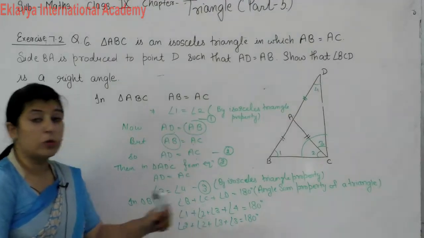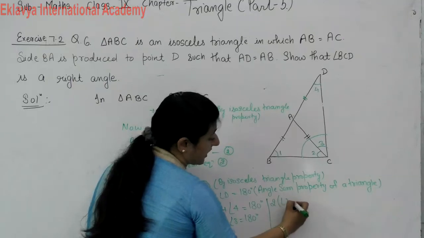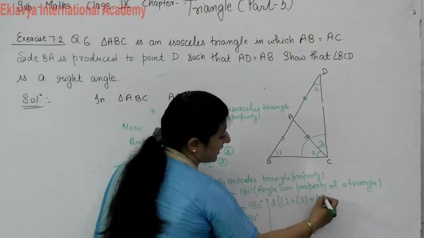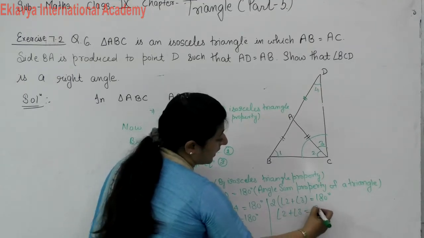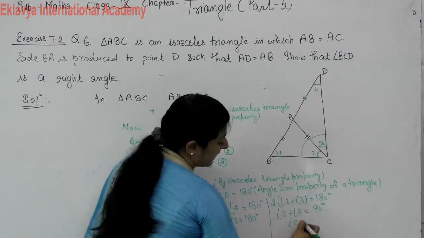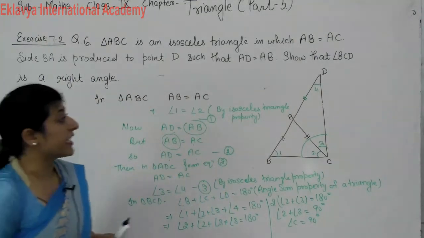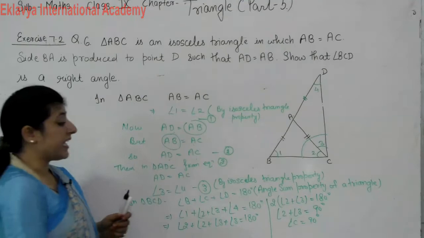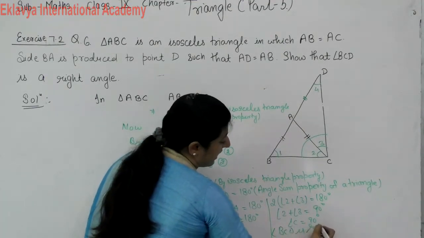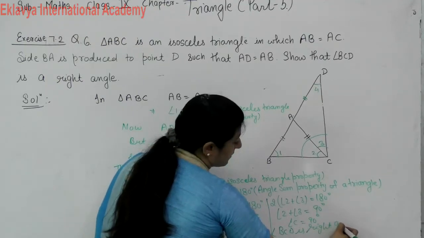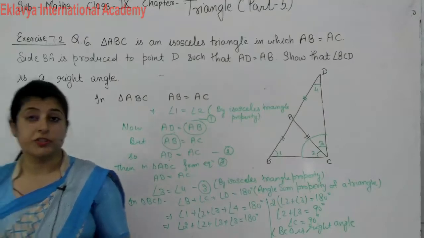Twice of angle 2 and twice of angle 3. It means twice of angle 2 plus angle 3 is equal to 180 degrees. It becomes angle 2 plus angle 3 is equal to 90 degrees. That is angle C is equal to 90 degrees. Then we can say angle BCD is a right angle. Hence proved. This way we prove this question.